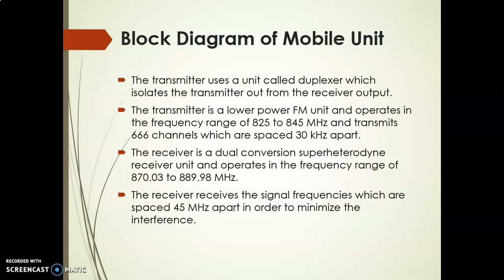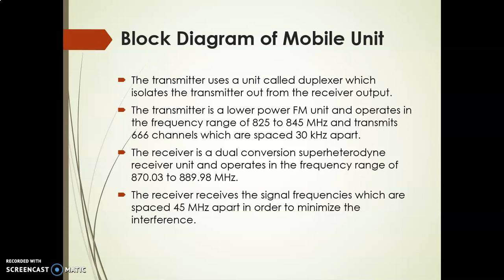Now the transmitter uses a unit called a duplexer, which isolates the transmitter output from the receiver output. That means, how can you recognize whether your signal is transmitted or received, as you use the same antenna? So there is one duplexer which isolates the transmitter output and the receiver output.